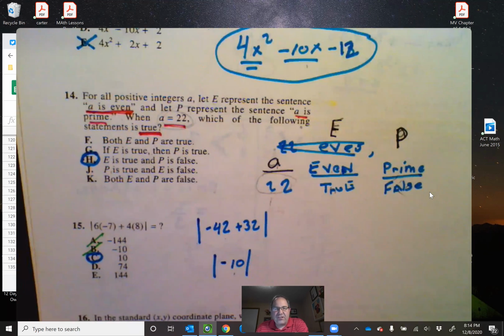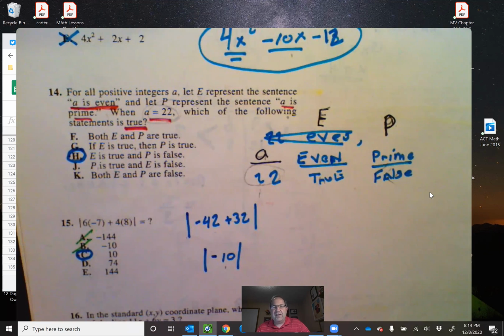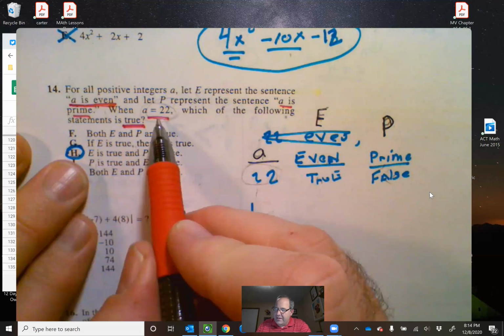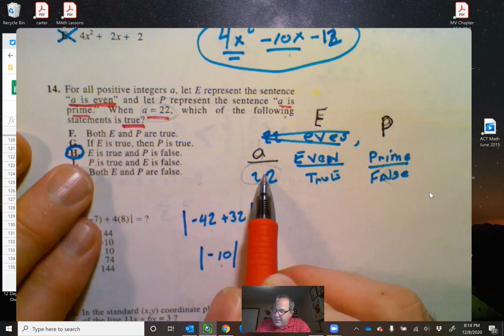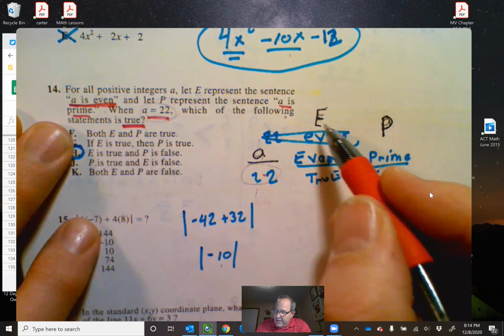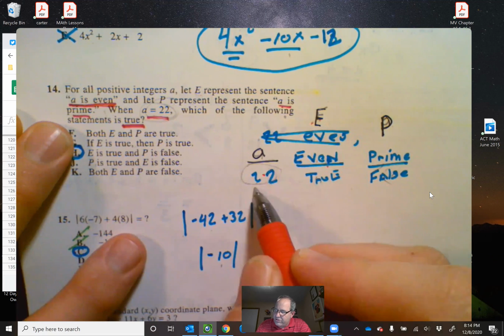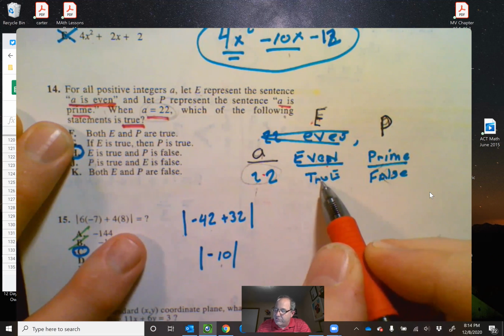Okay, 14 is like a geometry question, which you guys spend some time doing with truth tables, kind of a pain in the neck. They're saying when A equals 22. Okay. Now they're saying let E represent the sentence A is even. So I wrote the letter E and said, okay, A is when this is even. Well, is 22 an even number? Yep, it's true. E is going to be true.